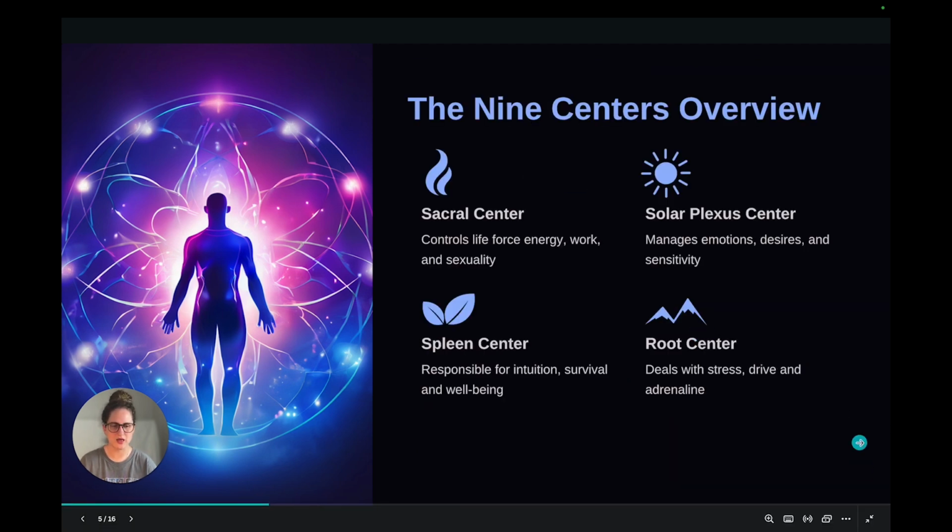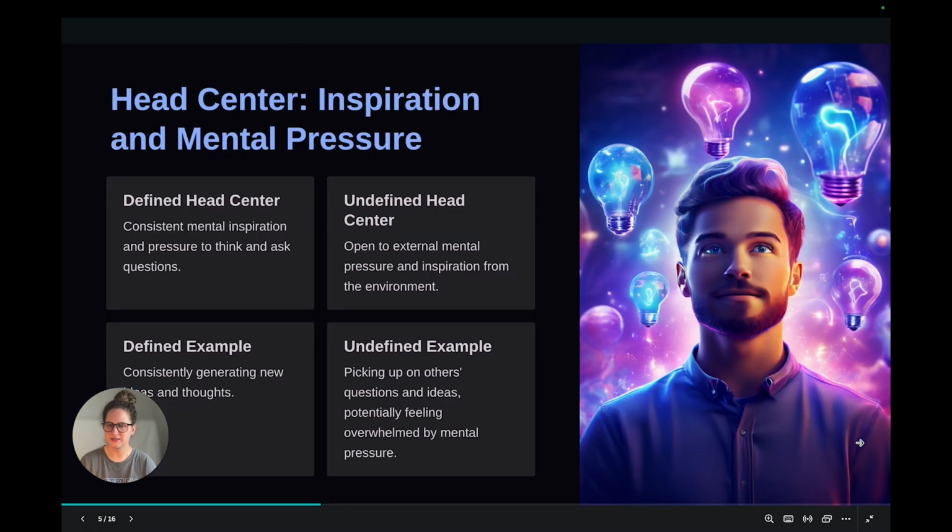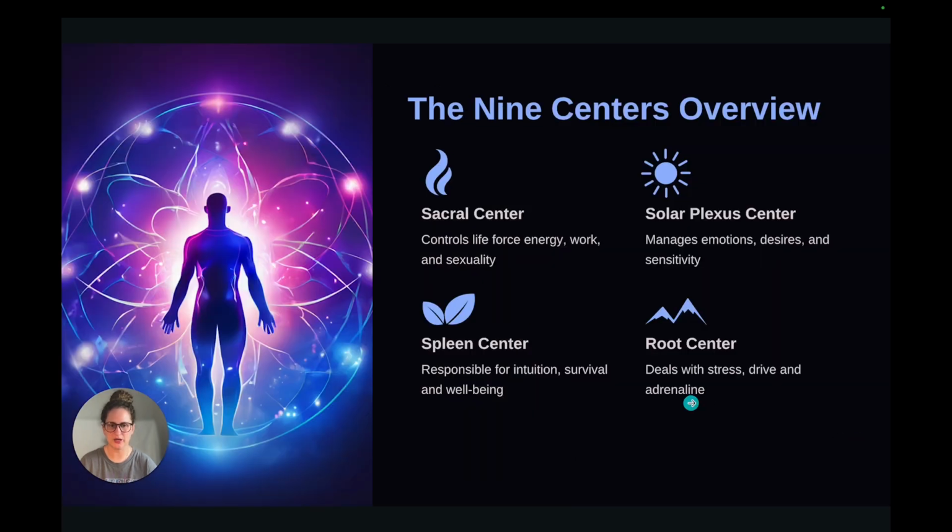Next, we've got back real quick. The last 4 here, the 9 centers overview, finish that up. Sacral center controls life force, energy, work, and sexuality. Solar plexus manages emotions, desires, and sensitivity. Spleen center is responsible for intuition, survival, and well-being. And finally, the root center deals with stress, drive, and adrenaline.